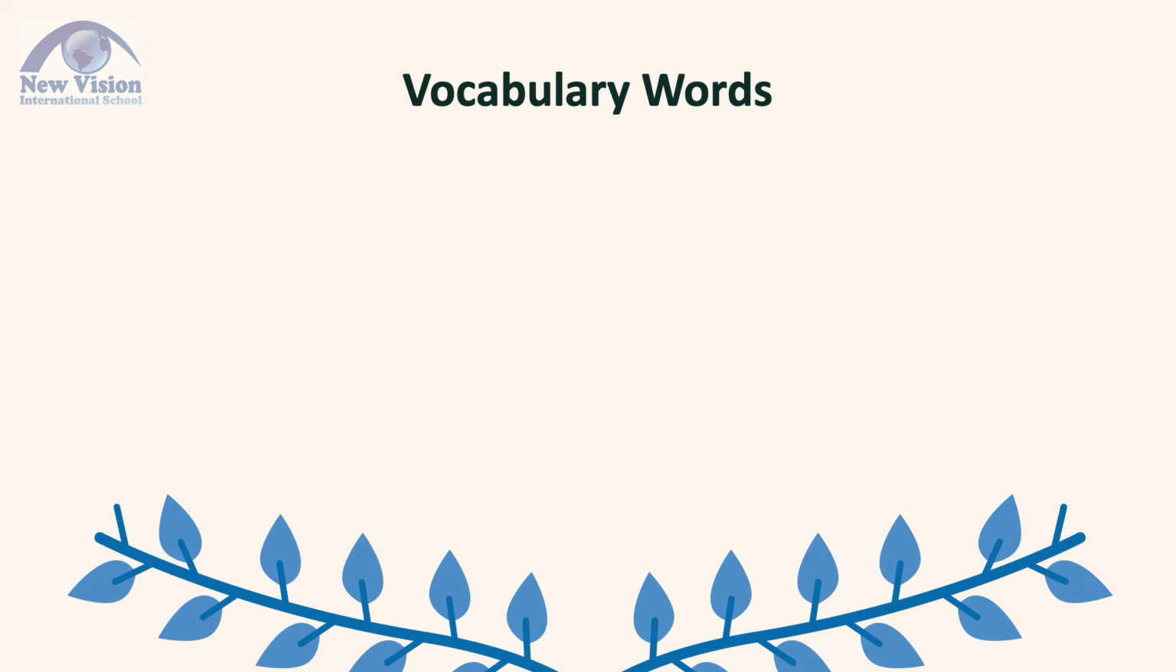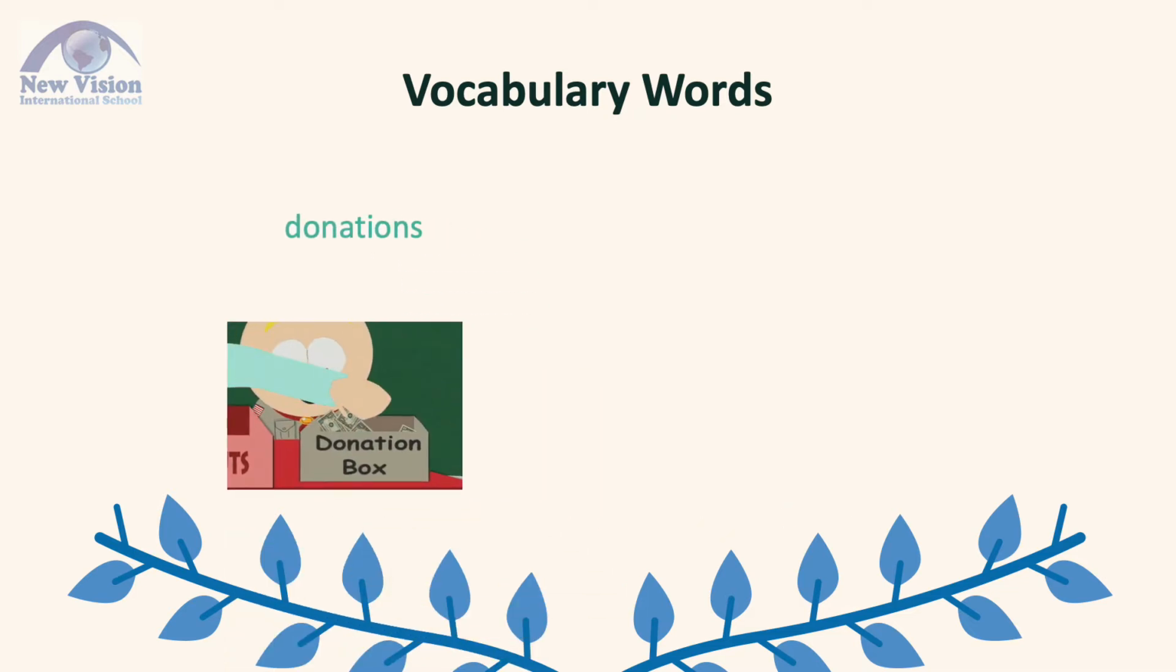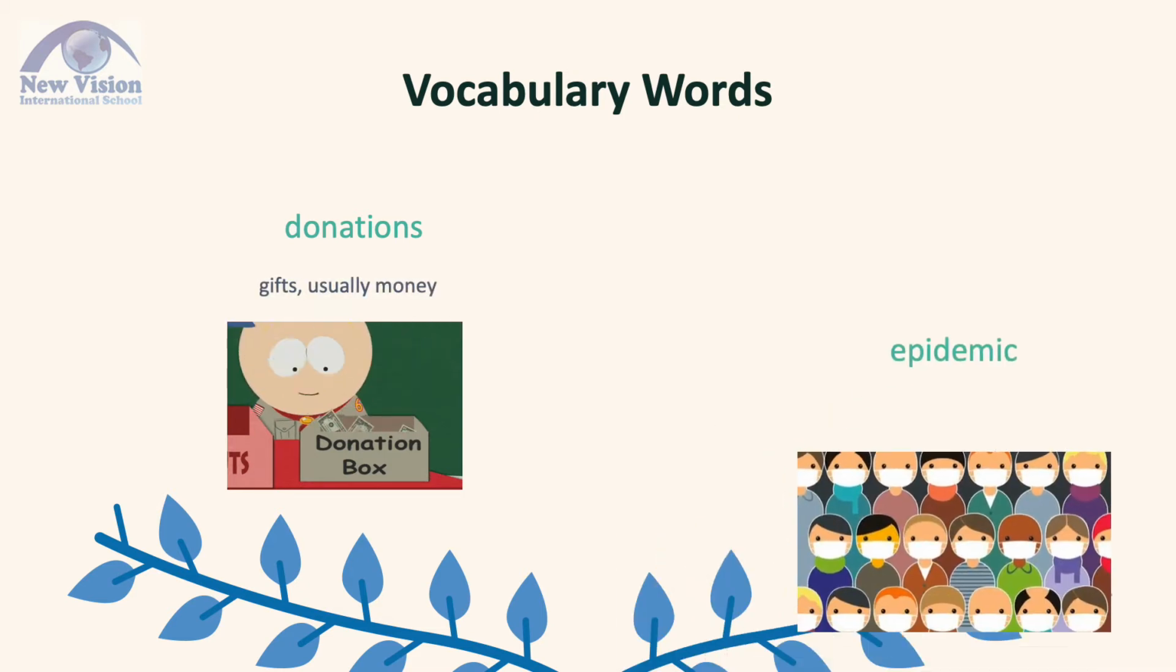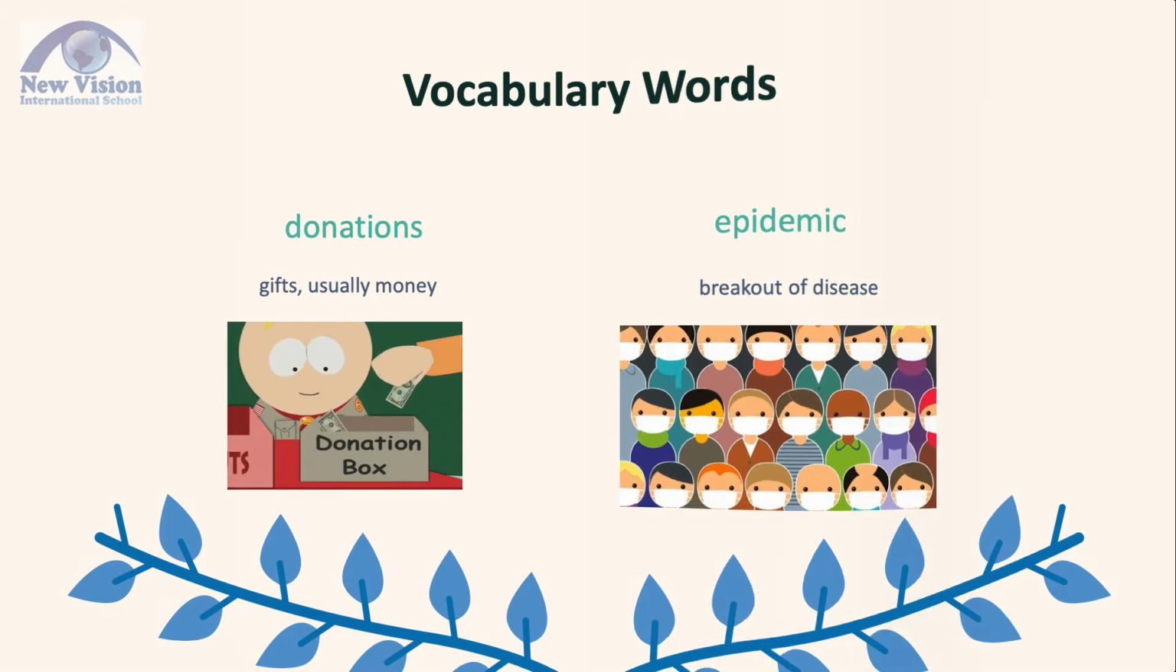Before we continue, let us first discuss our vocabulary words. The first word is donations. When we say donations, we mean gifts, usually in the form of money. Next word, we have epidemic. This word means outbreak of disease. Once again, donations, epidemic. Excellent. Now let's start.